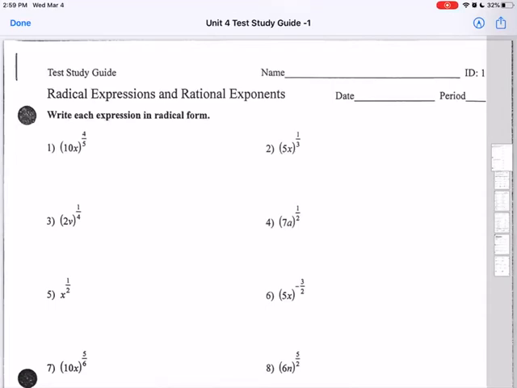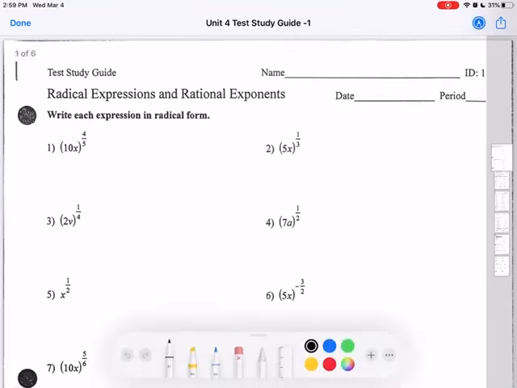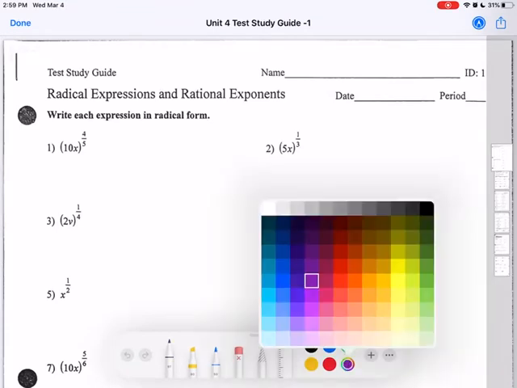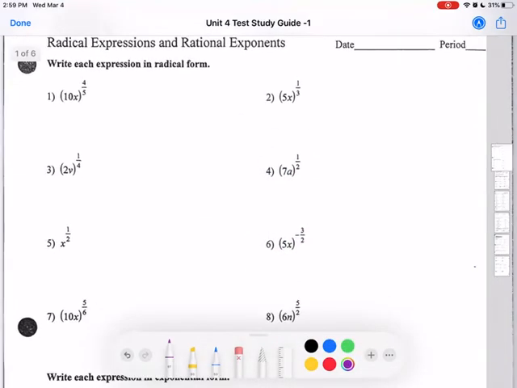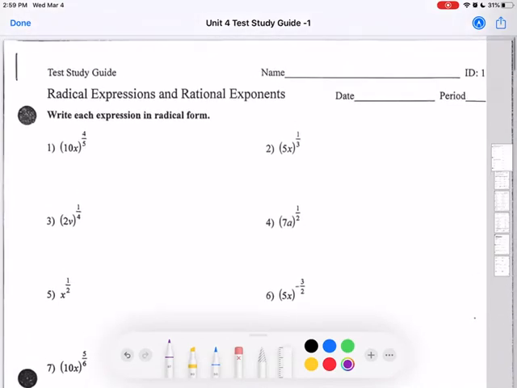Expressions and rational exponents. On this first page, we're converting from a rational exponent into a radical expression. I'm just going to work through these ones quickly. Actually, a quick note before we start.